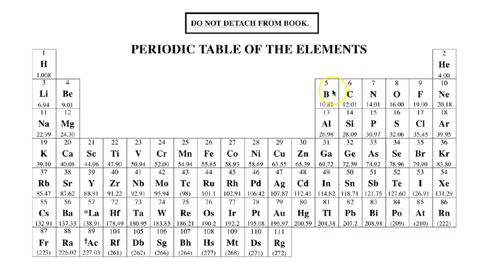So boron right here has 1s2, 2s2, 2p1. It's got 3 valence electrons. It likes to lose 1, 2, and 3, and boron likes to become +3, just like aluminum. All these elements have 3 valence electrons. Carbon has 4. This has 5.